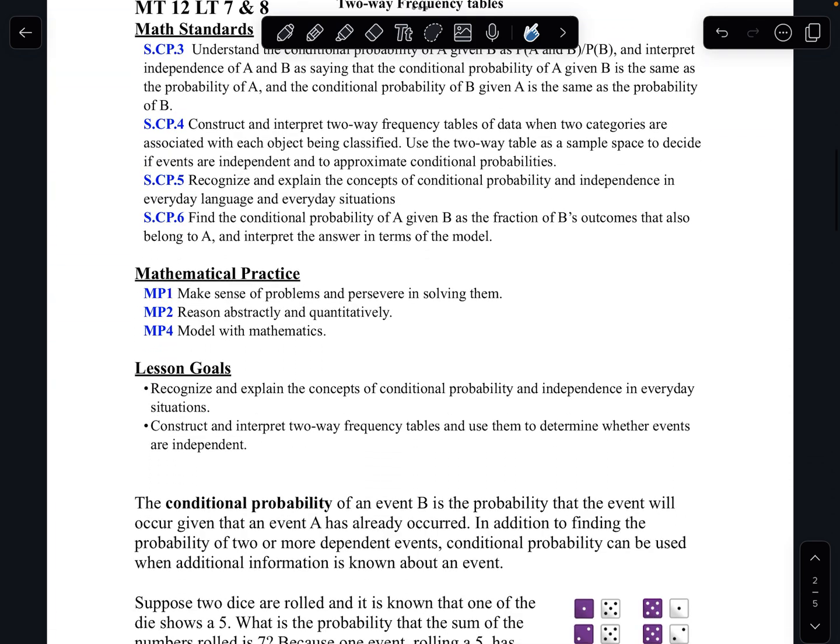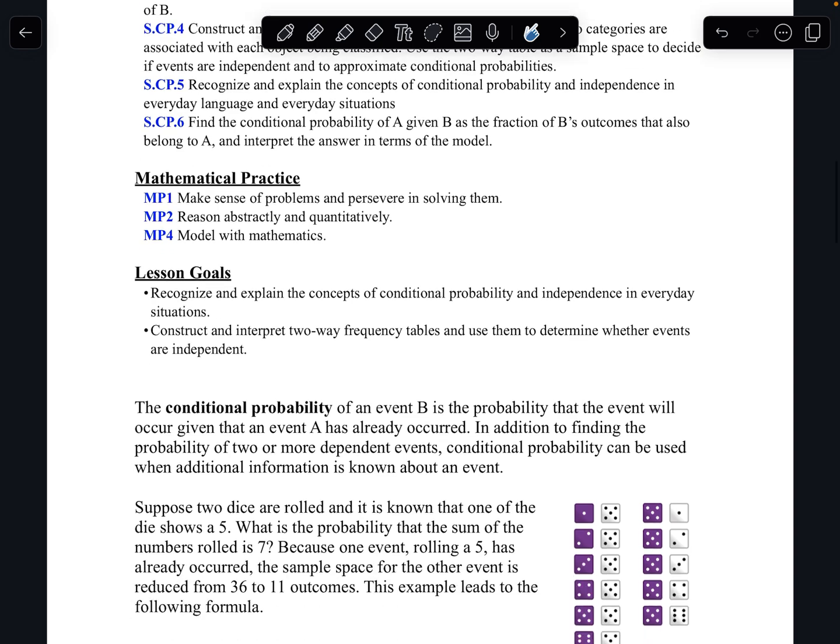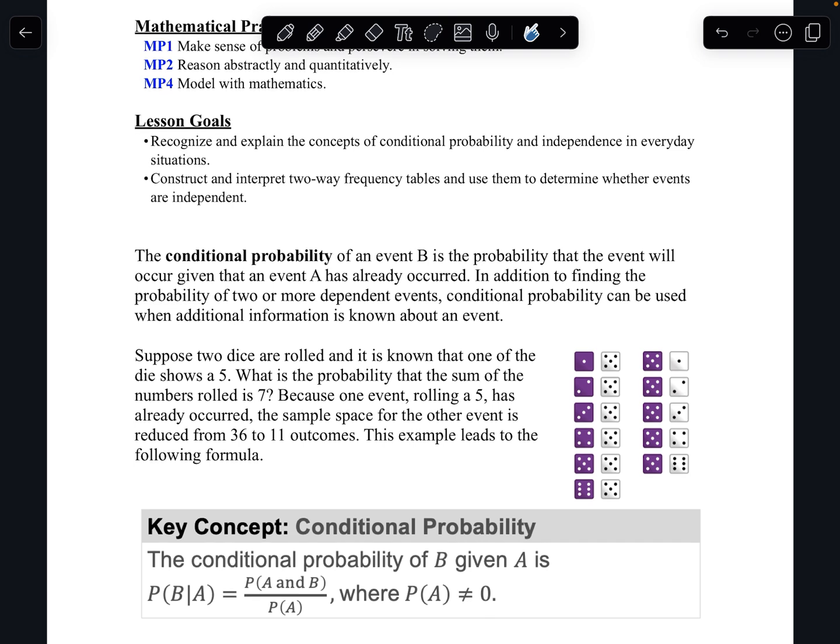What we're going to be looking at today is conditional probability, which we kind of did on the previous lesson. And then we're going to construct and interpret two-way frequency tables. That's what we're going to spend most of our time on, I think. Now, conditional probability, we already said in the previous lesson, but we didn't really calculate. We just assumed what it was.